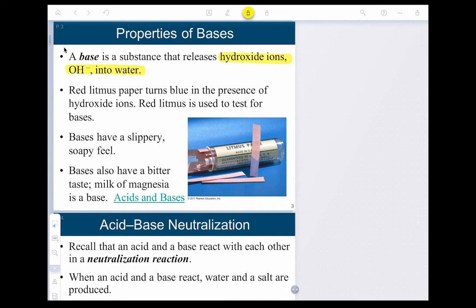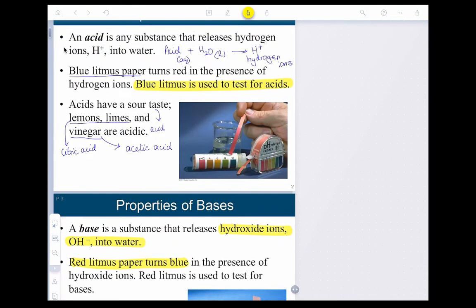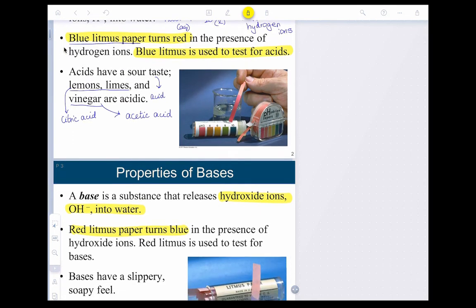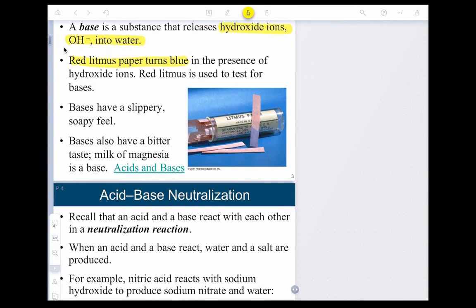Just like a litmus paper test is used to identify an acid, red litmus turns blue for a base. So this can commonly lead to some confusion. So you want to make sure that you have this written down and learned well. Blue litmus will turn red in the presence of an acid. Red litmus turns blue in the presence of a base. So red litmus is used as a test for bases.